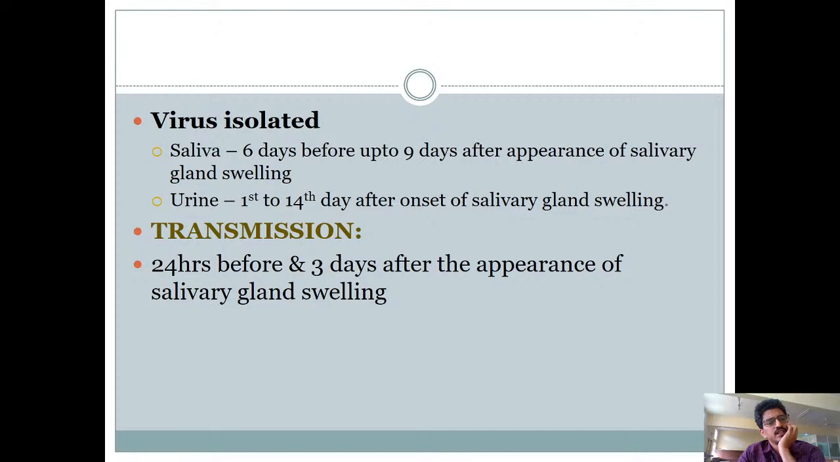The virus is isolated from saliva 6 days before up to 9 days after the appearance of salivary gland swelling, and in the urine from the first day to the 14th day after the onset of salivary gland swelling. How does transmission occur? The virus is isolated from saliva and urine, and transmission is mostly by the respiratory route and saliva. It is transmissible 24 hours before and 3 days after the appearance of salivary gland swelling. So even before the onset of swelling the virus is transmissible, through the respiratory route, fomites or contamination.